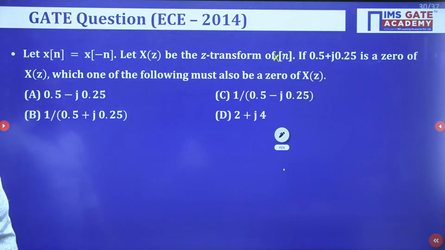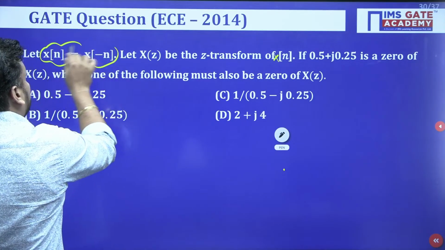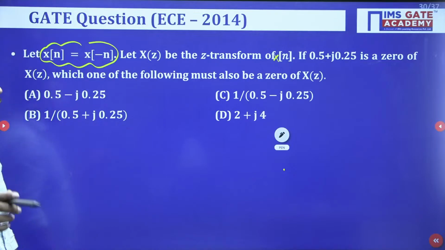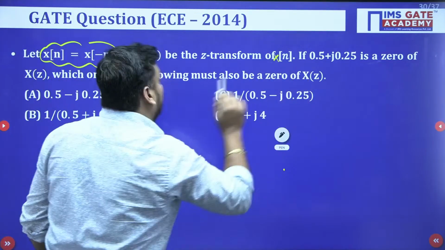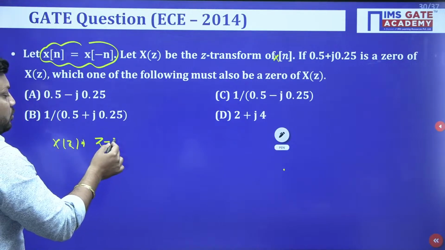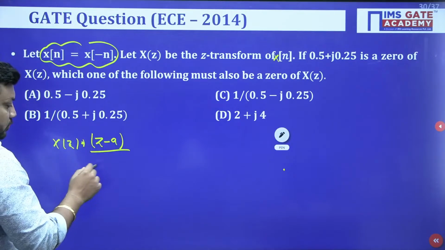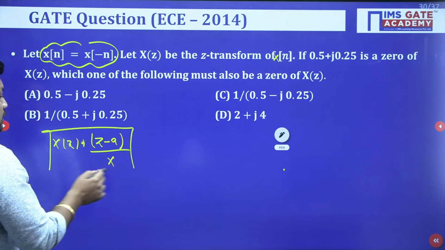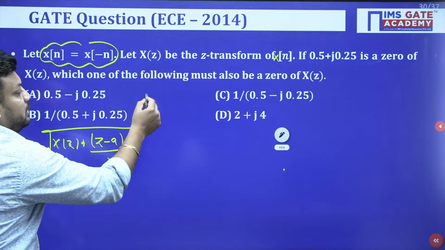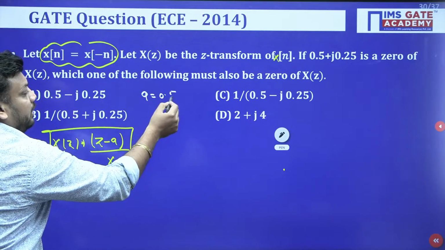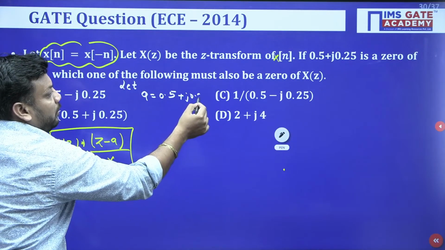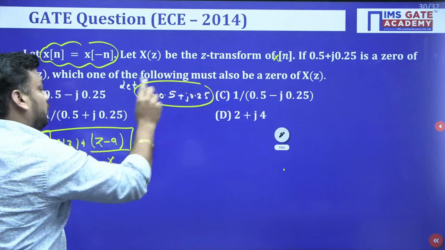B. Okay. So student, if x[n] has the Z transform X(z), and let X(z) be the Z transform of x[n]. If x[n] equals x[-n], this is the time reversal property, and if this is a zero of X(z), and poles, it means a zero is a root of the numerator. So z minus a upon something, whatever the poles. So this is a zero. Zero means z equals a. So I am taking a value as a. Let me suppose the value a is 0.5 plus j0.25.